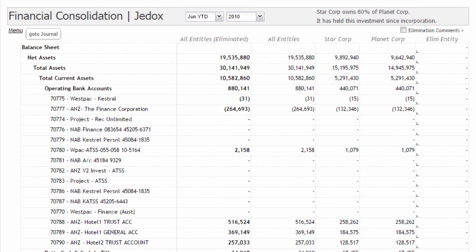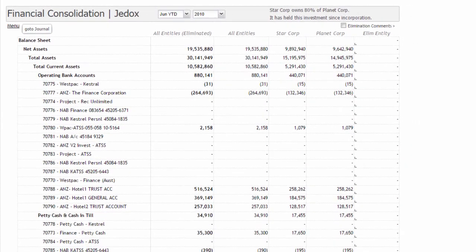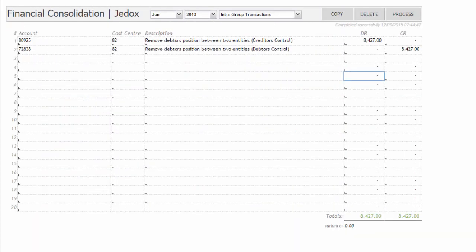So the first step is to look at the entries we need to make to eliminate the intercompany transactions. So here we have a journal template set up in Jedox, which enables us to eliminate the intergroup transactions. So I can select my month and my year I would like to do this for. The next thing I'll be doing is selecting the accounts I would like to eliminate. So in this case, what we'd like to do is to eliminate the debtors and creditors position between the two entities.